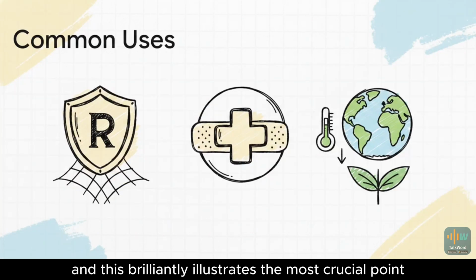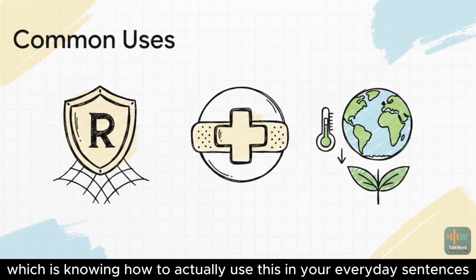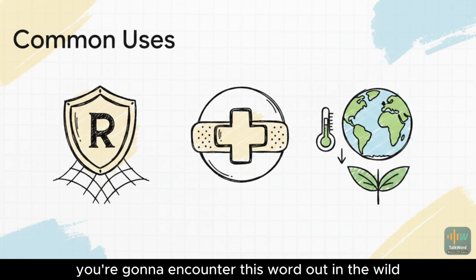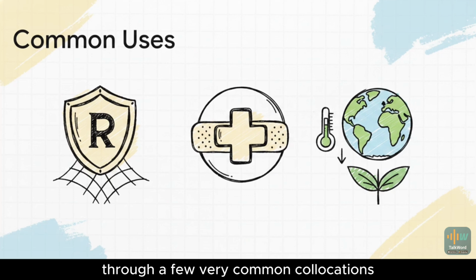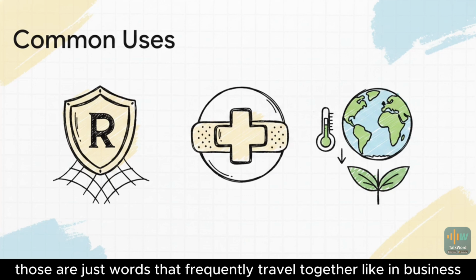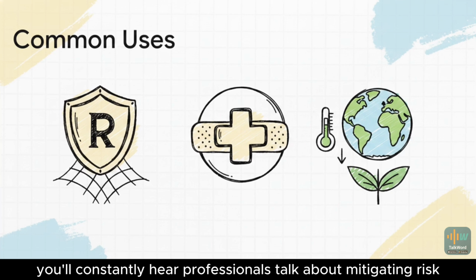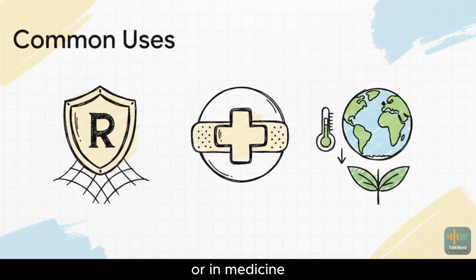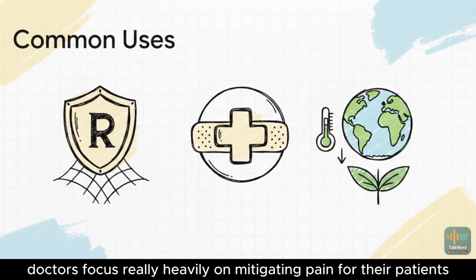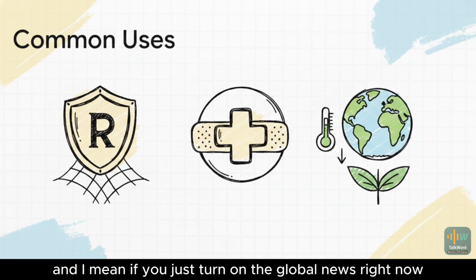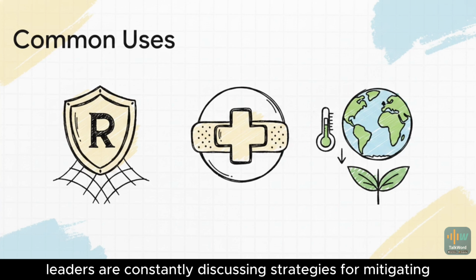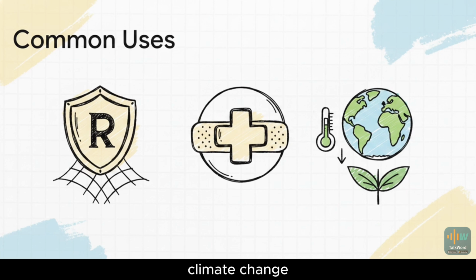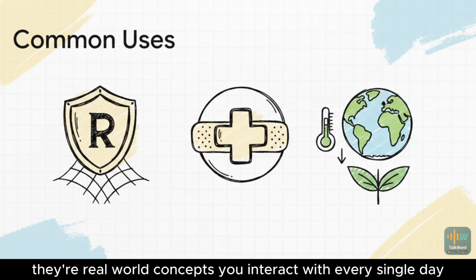And this brilliantly illustrates the most crucial point, which is knowing how to actually use this in your everyday sentences. You're going to encounter this word out in the wild through a few very common collocations. Those are just words that frequently travel together. Like in business, you'll constantly hear professionals talk about mitigating risk, which basically means taking steps to make sure a project doesn't completely fail. Or in medicine, doctors focus really heavily on mitigating pain for their patients. And if you just turn on the global news right now, leaders are constantly discussing strategies for mitigating climate change, trying to lessen the really severe impacts of global warming. These aren't just dry vocabulary examples, folks. They're real-world concepts you interact with every single day.